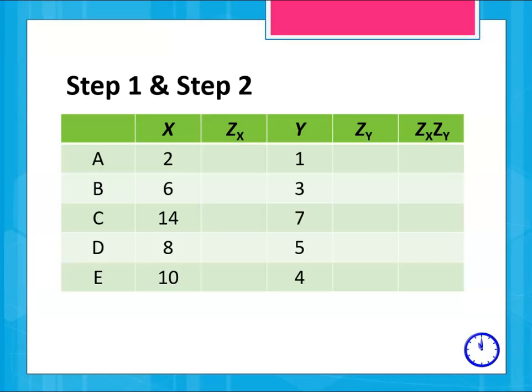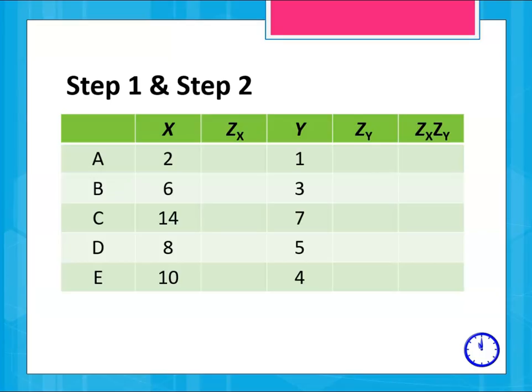Step 2 is to convert all the X scores and Y scores into Z scores using the Z-score formula learned in a previous chapter. The most common mistake in this step is to use the incorrect mean and standard deviation in the formula.